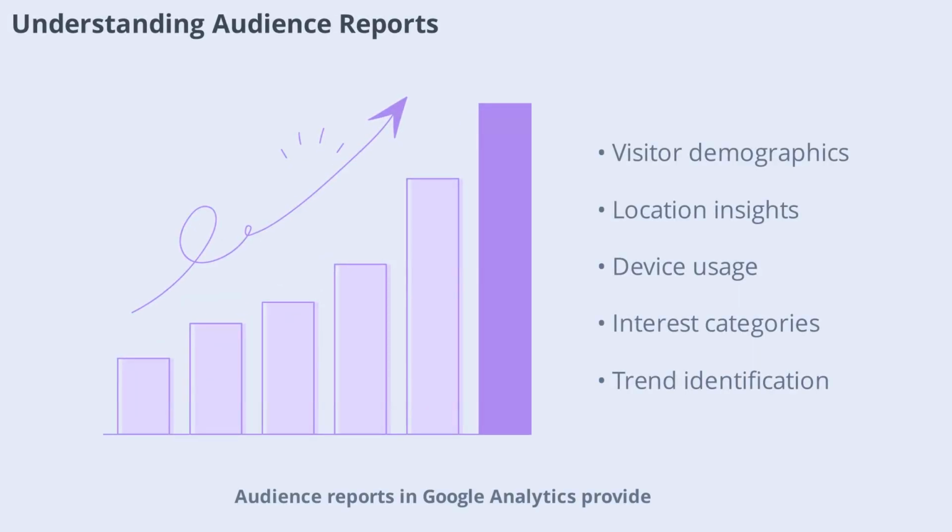Audience reports in Google Analytics provide detailed information about your website visitors. You can learn about their age, gender, location, interests, and devices used. This data helps small businesses tailor content and marketing strategies to better meet the needs of their target audience. By analyzing audience reports, you can identify trends and opportunities for growth, ensuring your business stays relevant and competitive.